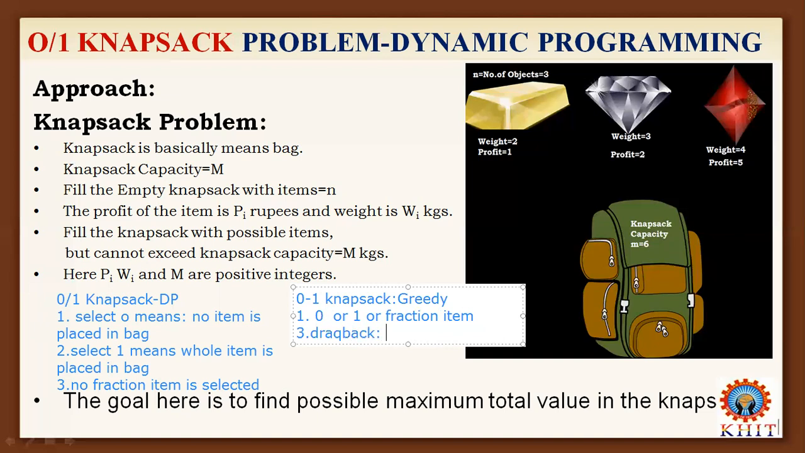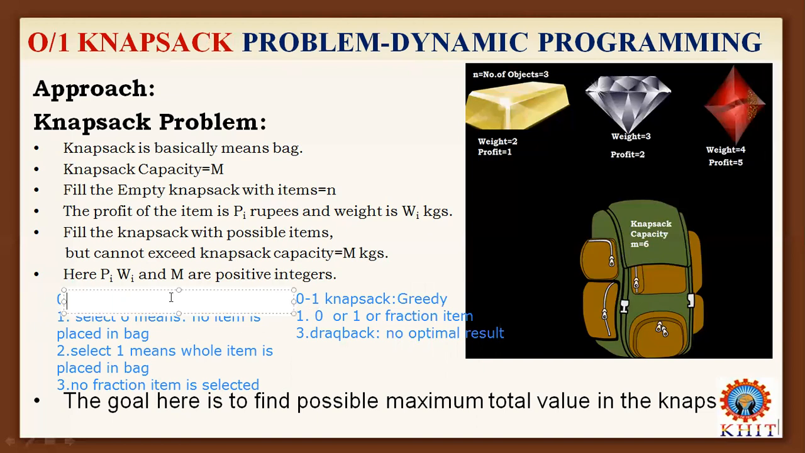The drawback is that there is no optimal result. Whatever result we are getting, that is the drawback. This is the main difference between the 0/1 knapsack problem and the 0 to 1 knapsack problem.